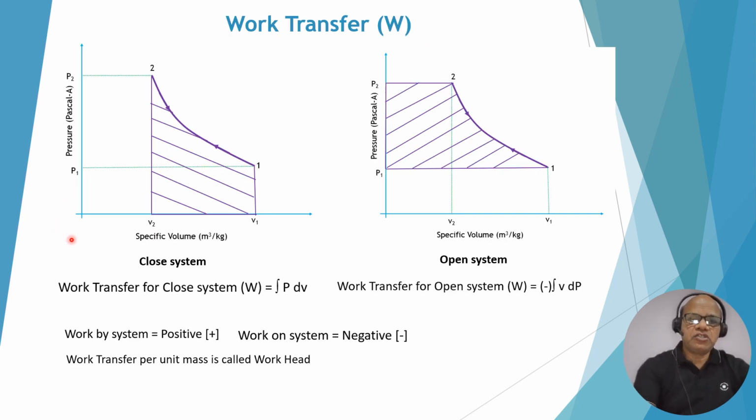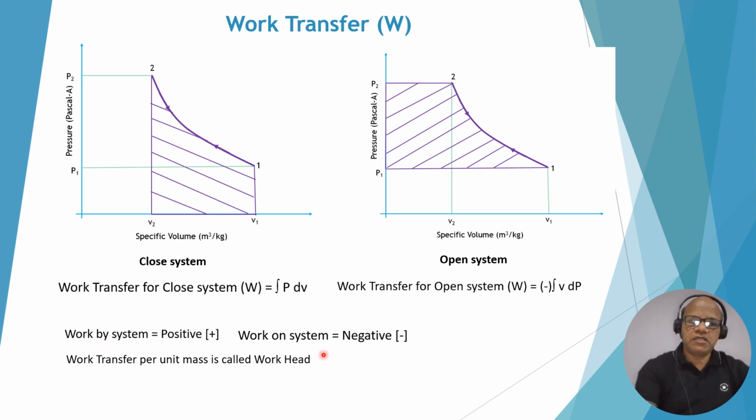Work transfer: in the case of a closed system, you can see the PV diagram. The area under the curve on the x-axis is equal to the work transfer. So work transfer is defined as the integration of PdV for the closed system. In the case of an open system, the area under the curve on the y-axis, that is the pressure axis on the PV diagram, is considered. It is equal to the work transfer for the open system, and as per the formula it is written as minus VdP.